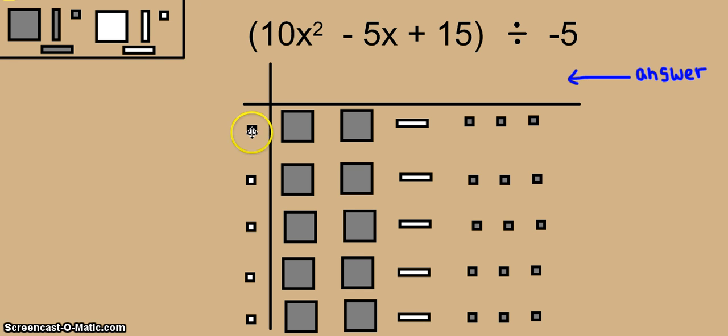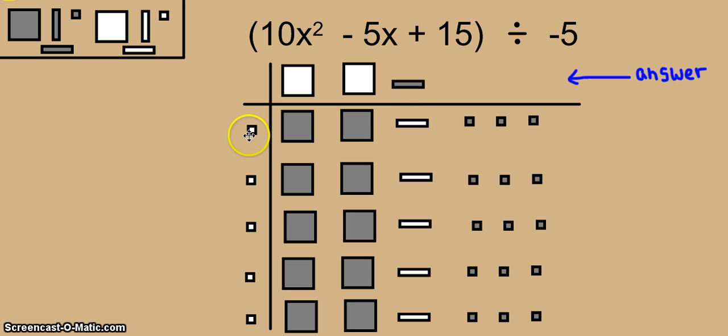You need to ask yourself, -1 times what will give you positive x squared? Well, -x squared times -1 gives you positive x squared. Again, -1 times -x squared gives you positive x squared. Now ask yourself, -1 times what gives you -x? Positive x times -1 gives you -x.